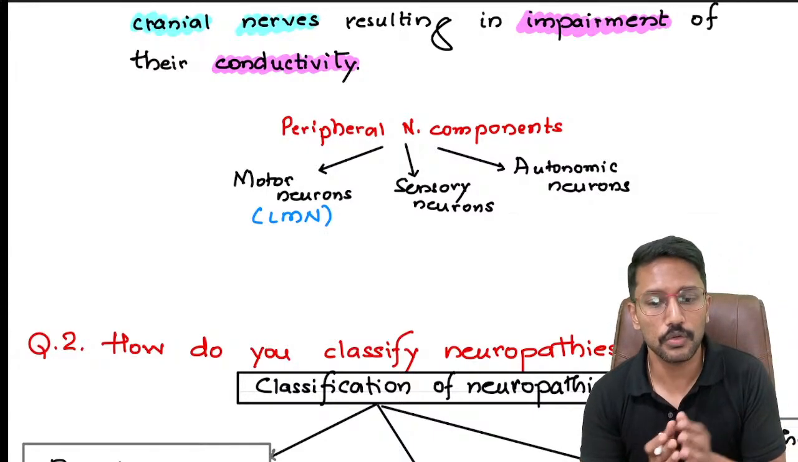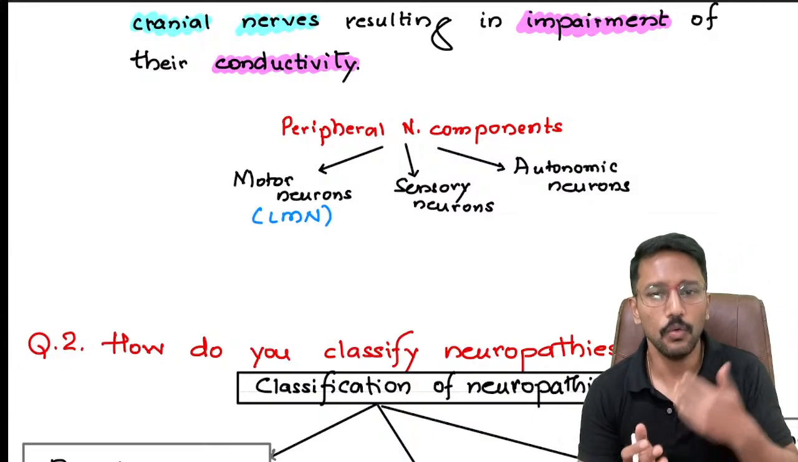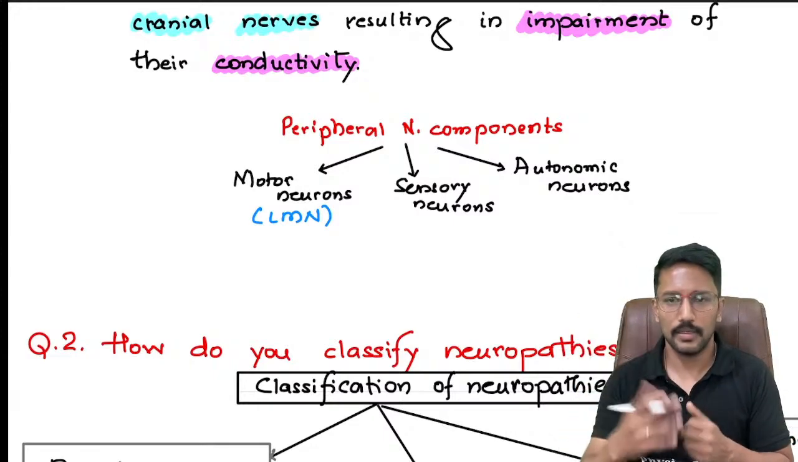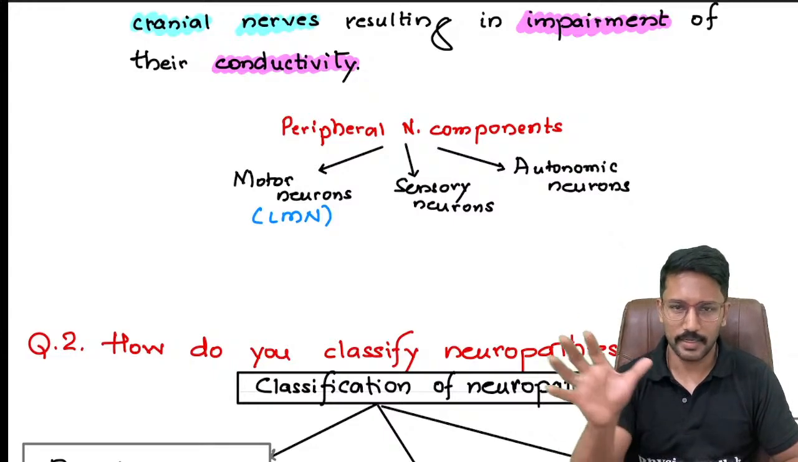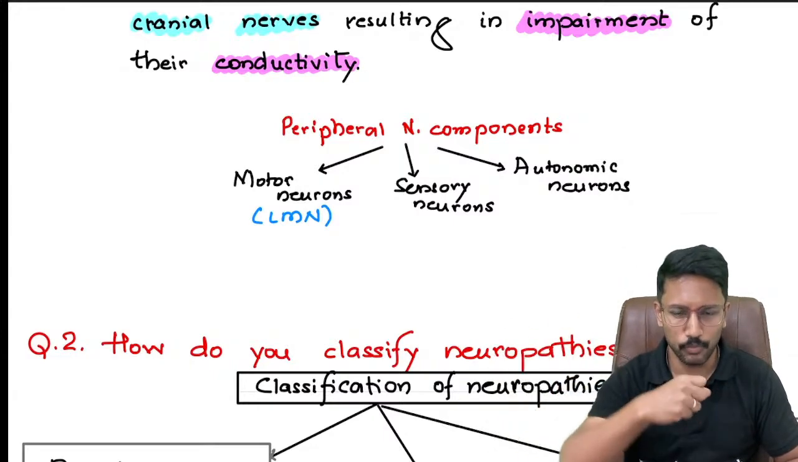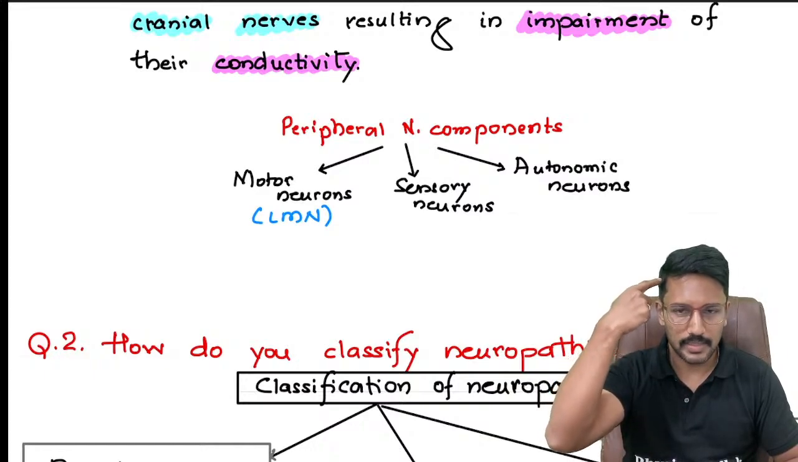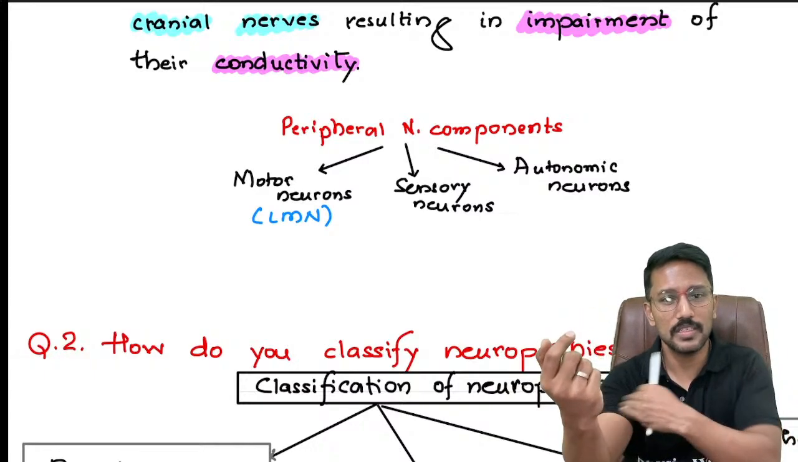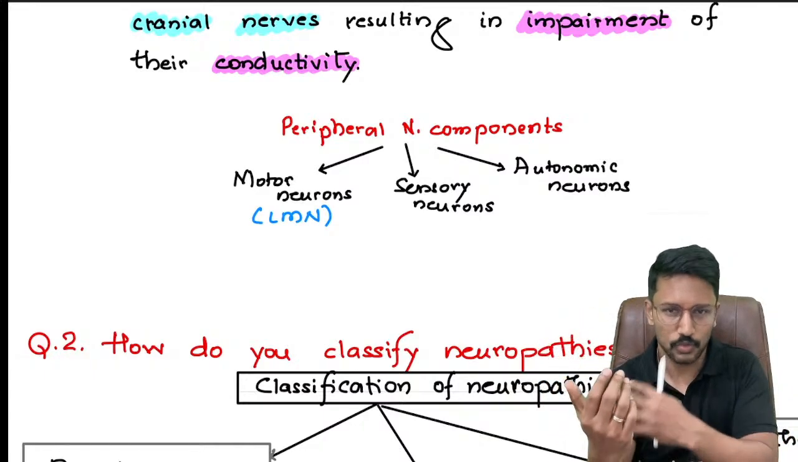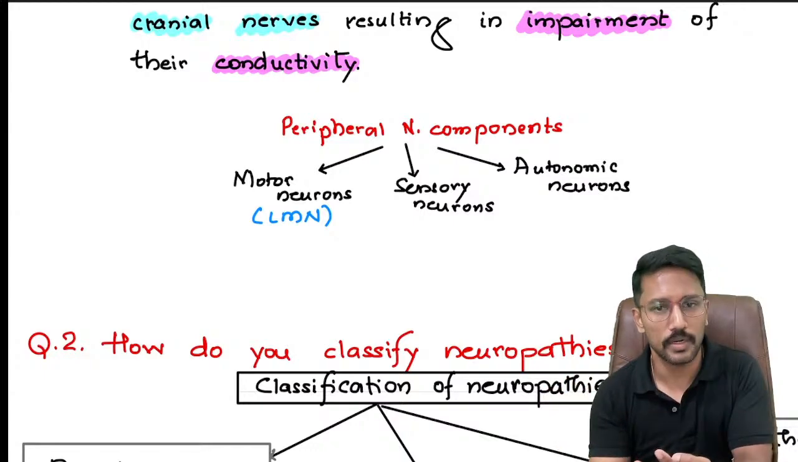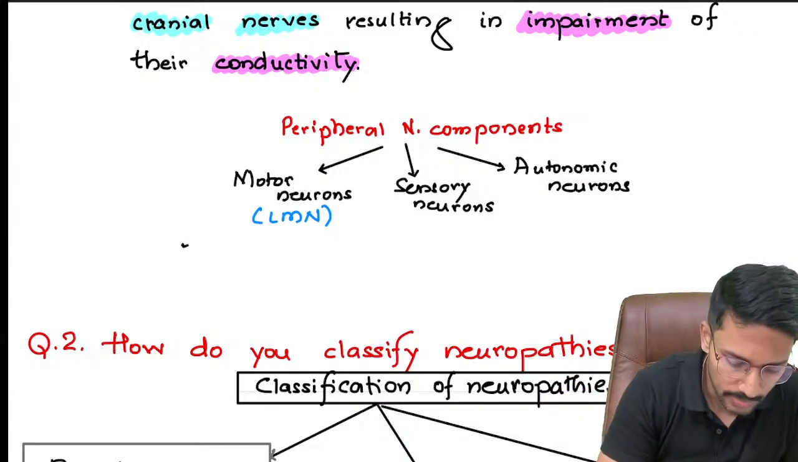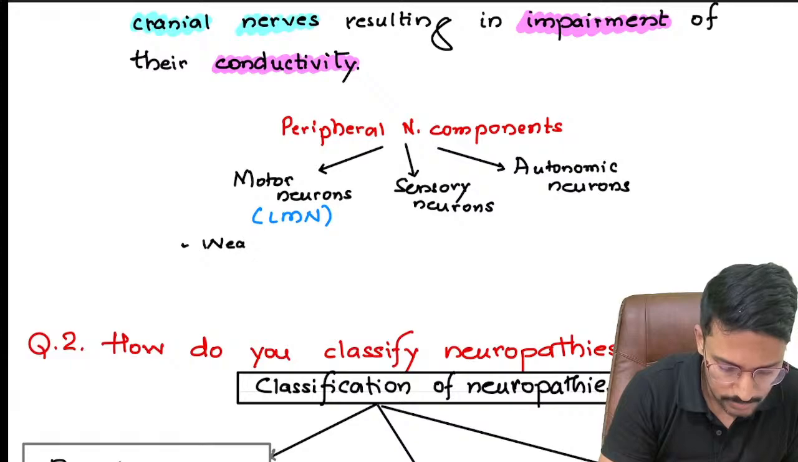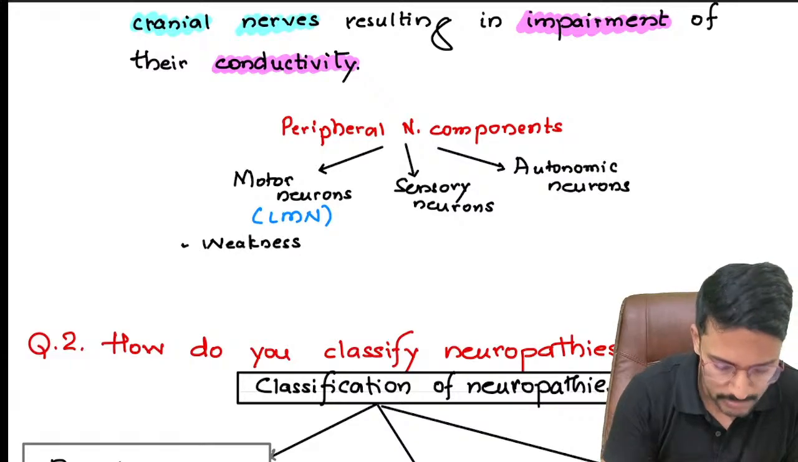So when these lower motor neurons are damaged, what symptoms can I expect? When I need to do voluntary movements, when I need to grab something, whatever signal my brain sends will not be able to reach the muscles because the lower motor neuron is damaged. So the muscles will not be able to execute voluntary movements, and this is what we call weakness of the affected group of muscles.